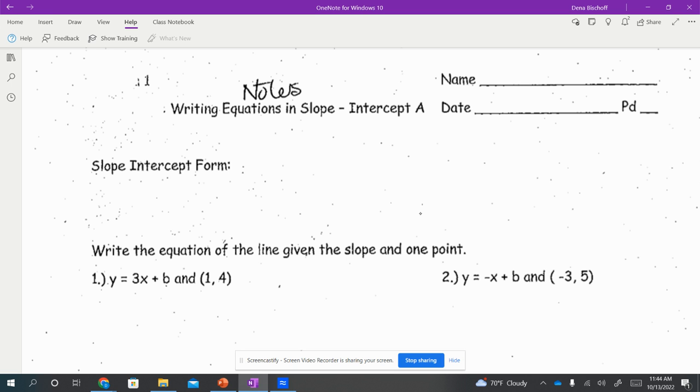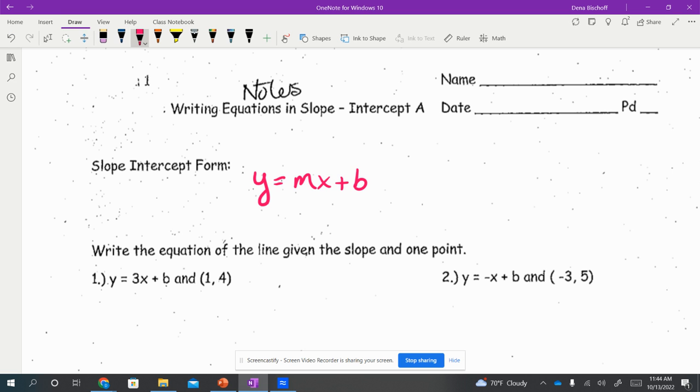Okay. So y equals mx plus b. Thank you, Aiden. Can someone tell me what m stands for in this equation? M is the slope. And what is b? The y-intercept. Y-intercept. You guys are awesome. Thank you, Calvin. All right.